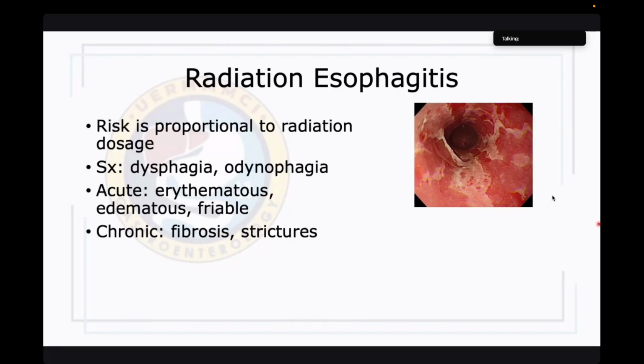Dysphagia and odynophagia may last for weeks to months after treatment. Early on, there may be mucosal erythema, edema, and friability. But in months to years, once this inflammation heals, there may be fibrosis and stricturing. So treatment for acute radiation esophagitis is supportive, but chronic strictures should be managed with esophageal dilation.